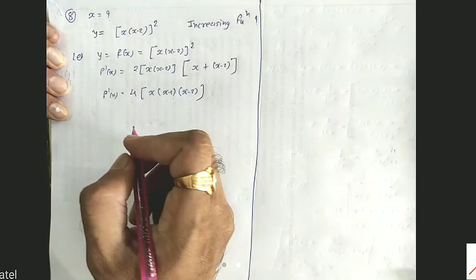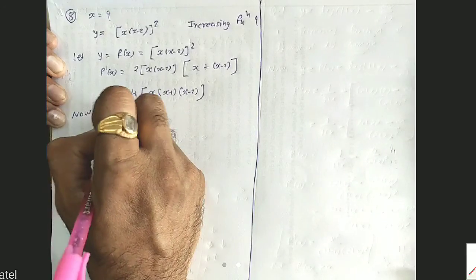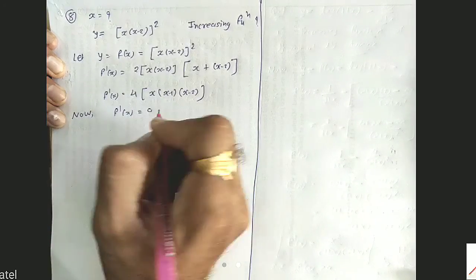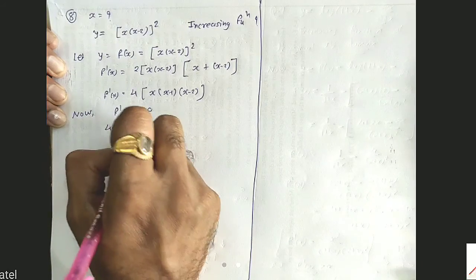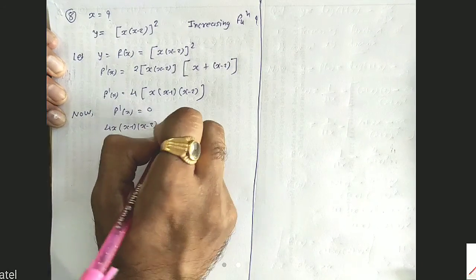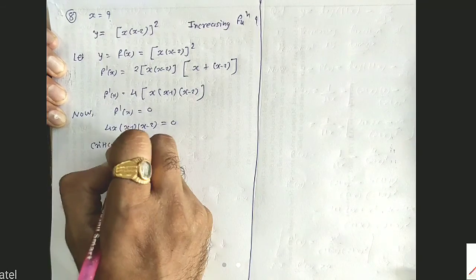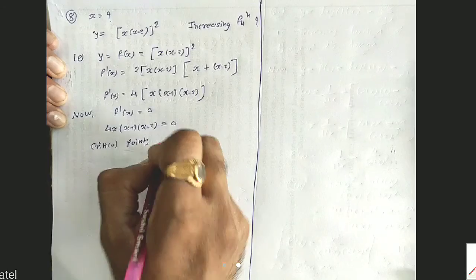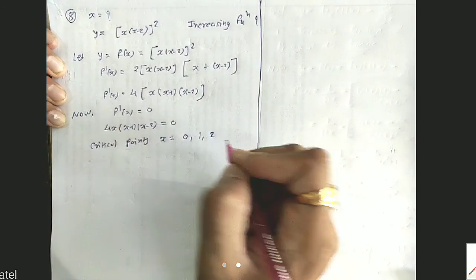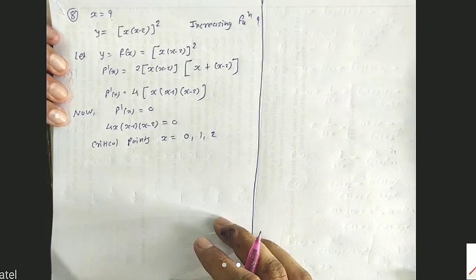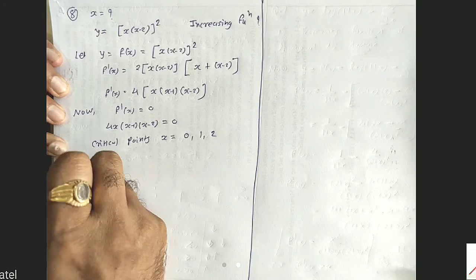Now the next step is to obtain critical points. So for that we have to take our f dash x equal to 0. So we are getting 4x (x minus 1) (x minus 2) equal to 0. So we are getting our critical points. The critical points are the values of x, which are 0, 1 and 2. 0, 1, 2 will be the three critical points. Done.